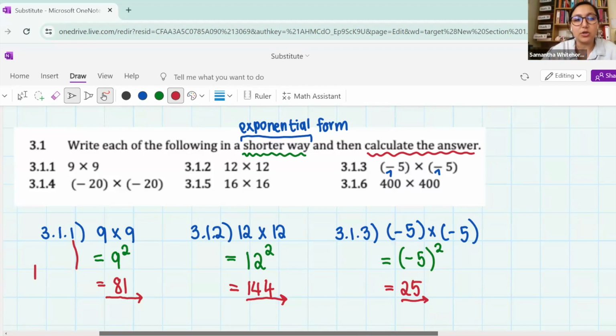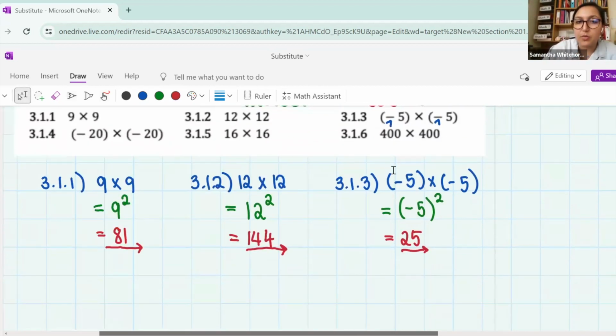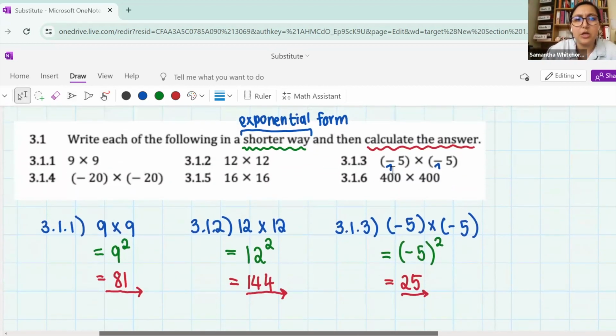So I'm going to give you guys 3 minutes, a minute per question. I want you to try 3.1.4, 3.1.5, and 3.1.6 for me. You're going to write it in the shortened version, and then you're going to find the answer. And then we'll see what we get. You are more than welcome to put your answers in the chat if you would like to share that with us. And if you have questions, put them in the chat or raise your hand. But let's try 3.1.4, 3.1.5, and 3.1.6.